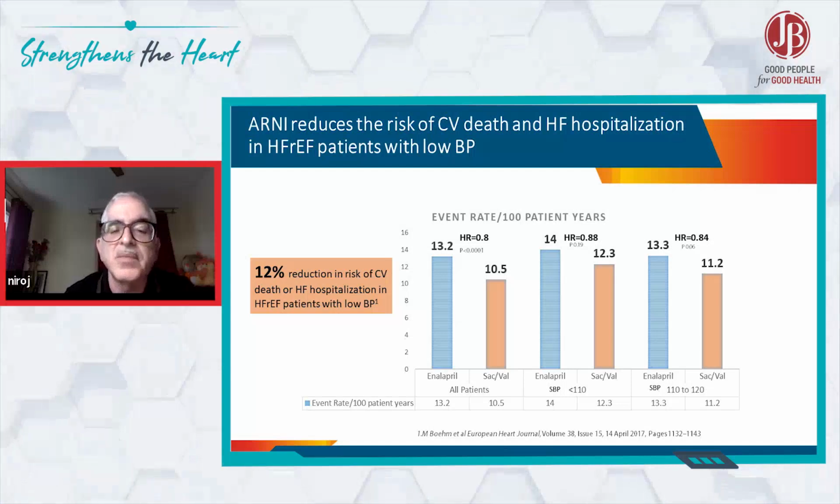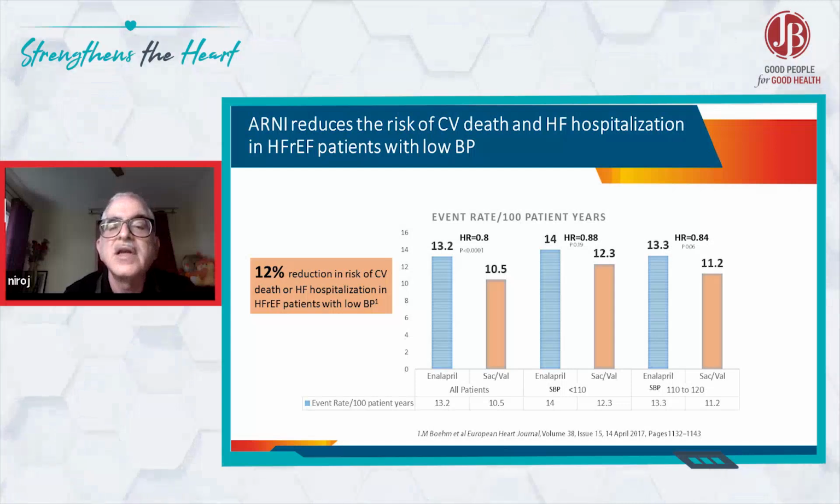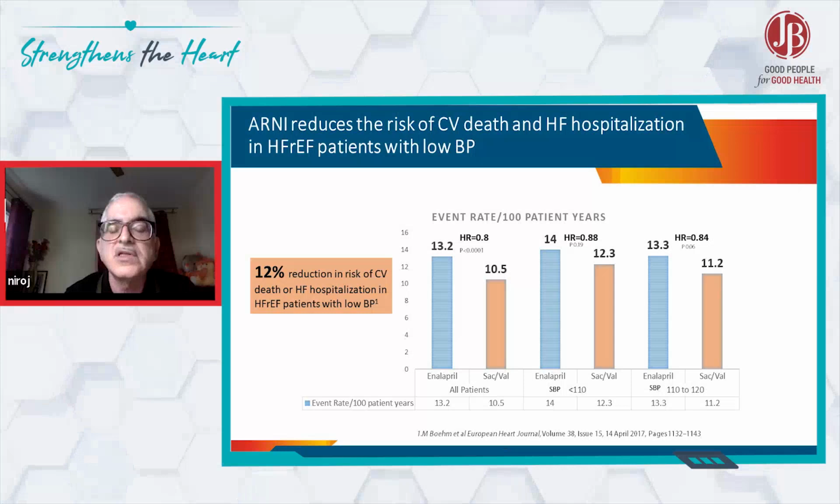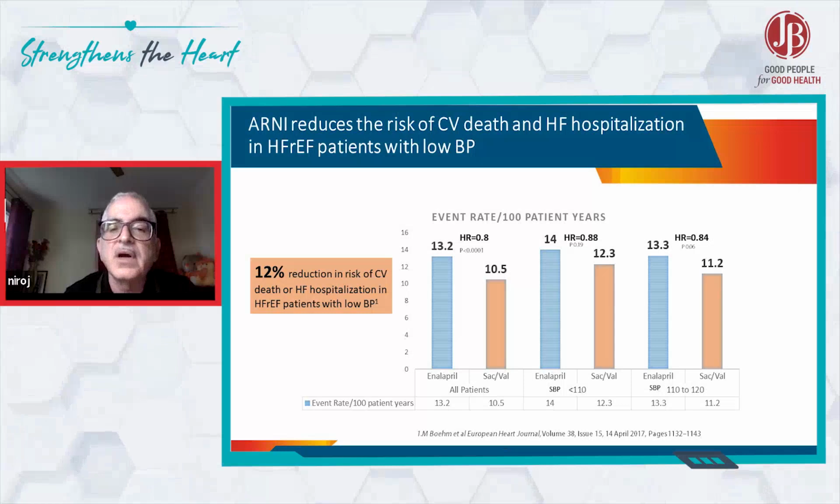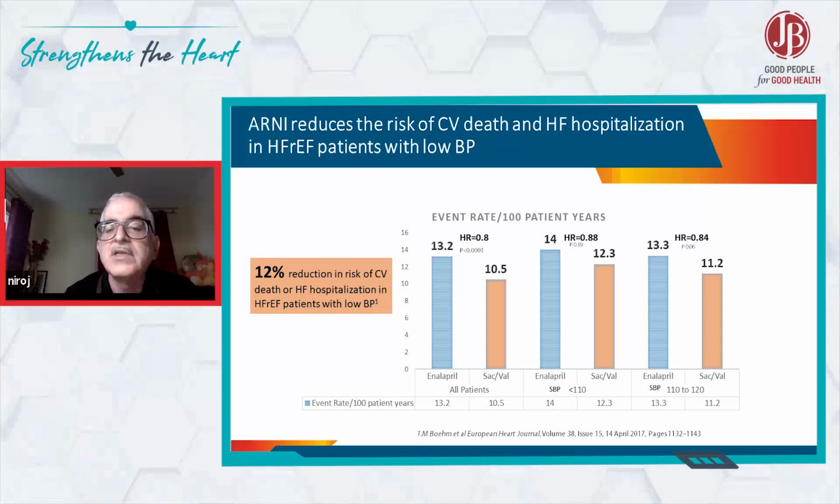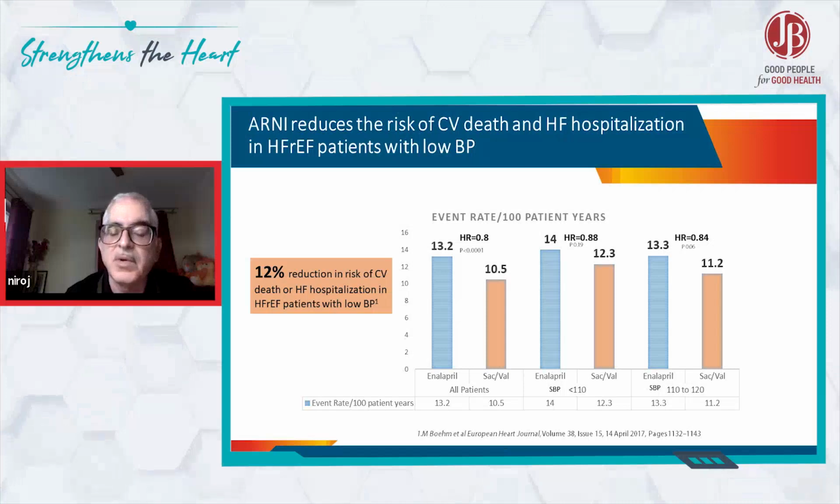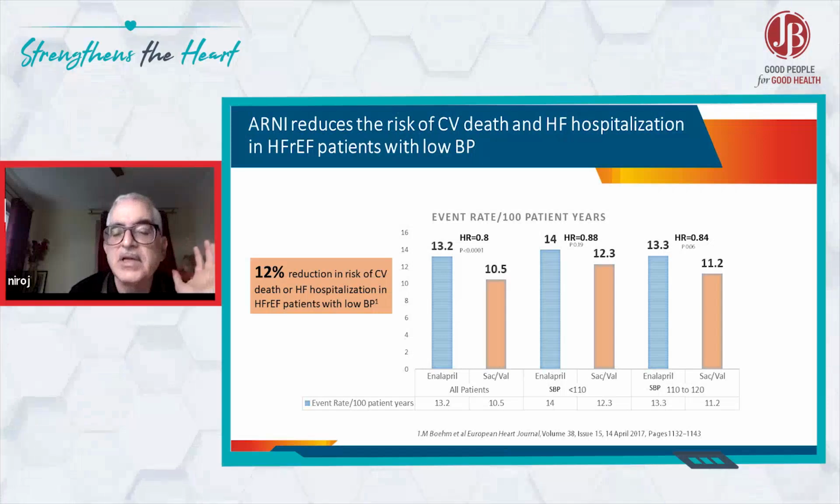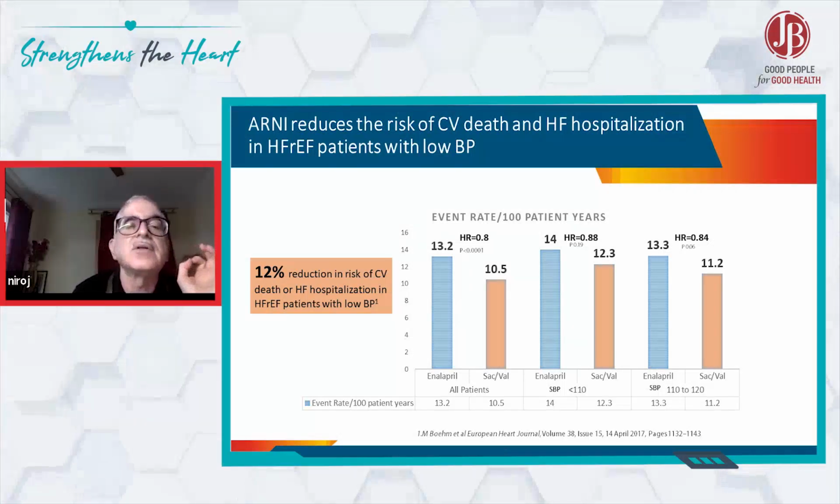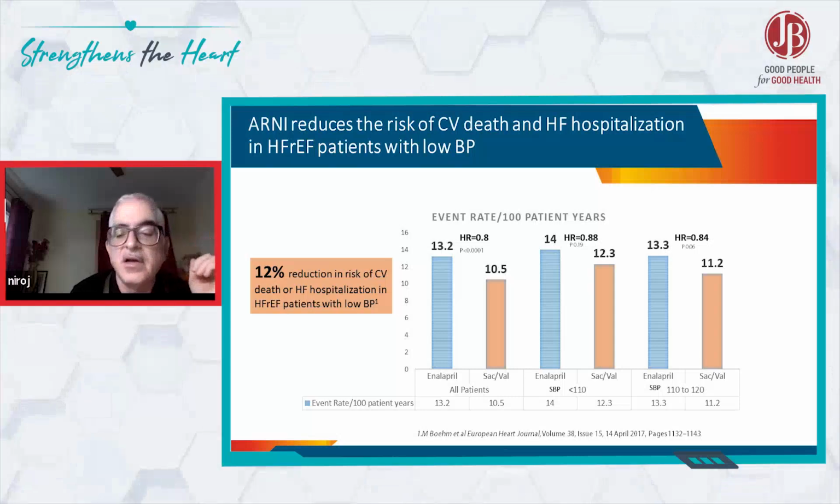When you look at systolic blood pressure less than 110, there is a reduction of around 12%. This is not statistically significant, but there appears to be a 12% reduction in the primary event in patients on sacubitril valsartan, even with a systolic blood pressure less than 110. With a systolic blood pressure of 110 to 120, there appears to be a beneficial effect, with a hazard ratio of 0.84 favoring sacubitril valsartan. So even in patients with systolic blood pressure less than 120, less than 110, this drug is showing some benefit in comparison to enalapril.